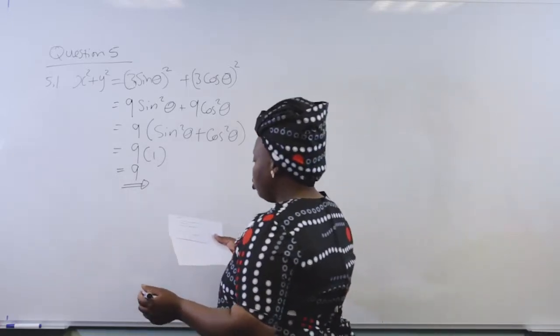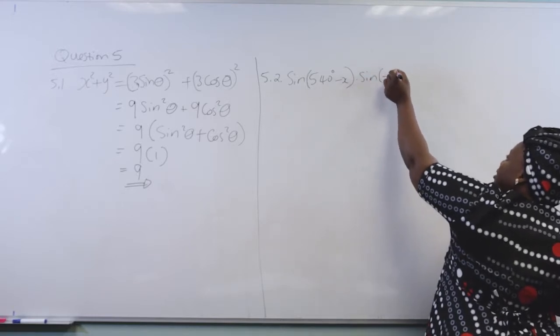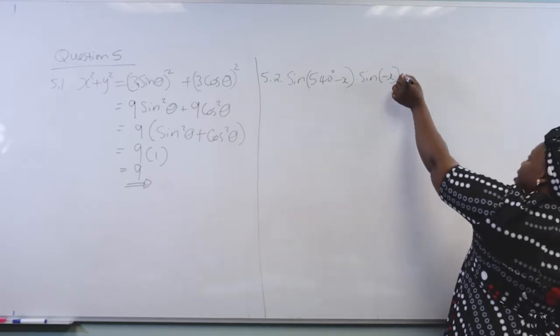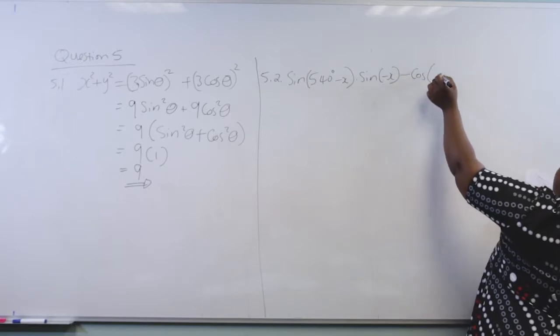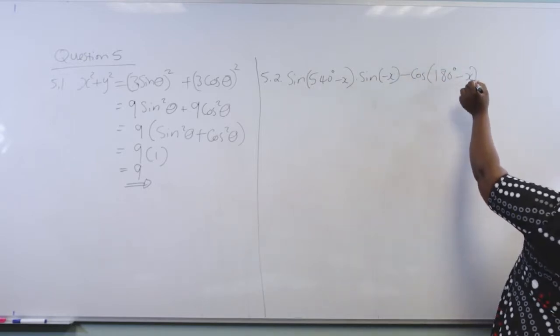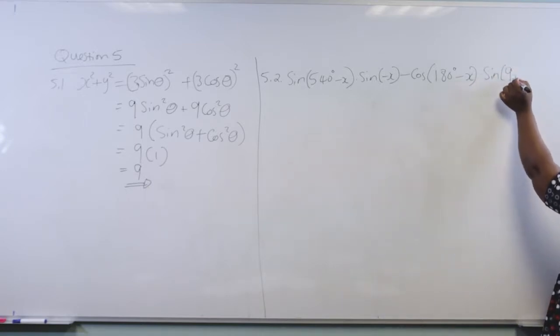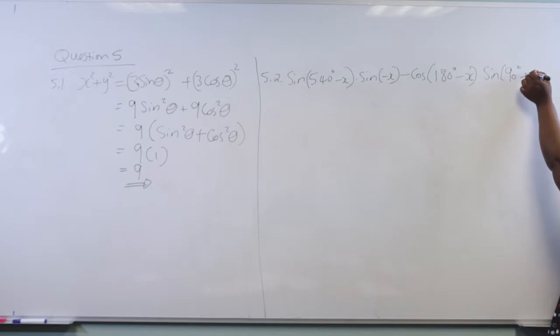Okay, let's go to 5.2. Angle multiplied by sine of negative x minus cos of 180 degrees minus x, and multiply by sine of 90 degrees plus x. Folks, looking at this question, you can see the variety of many things.